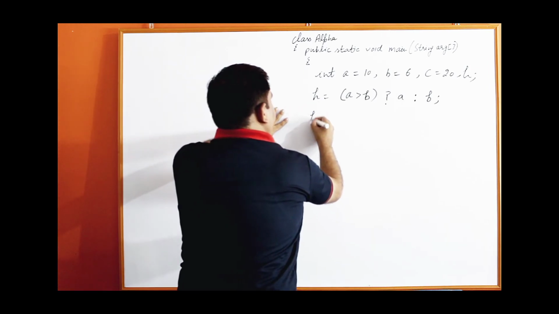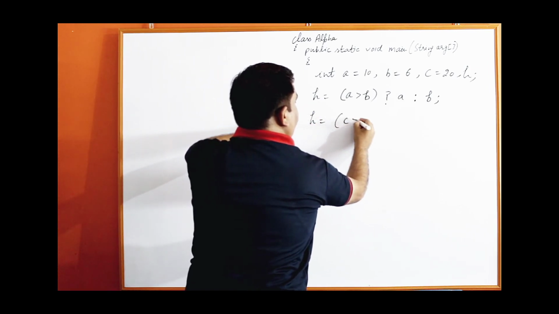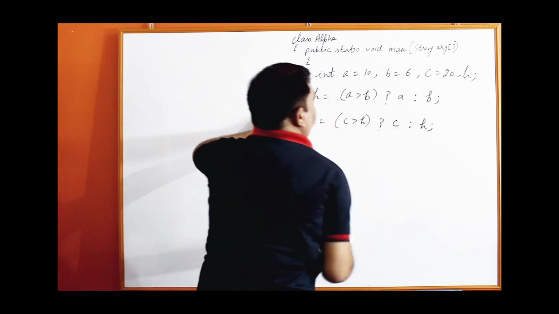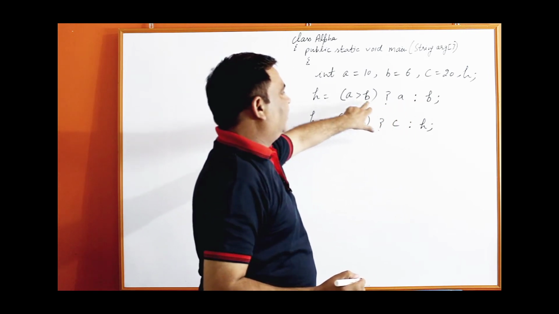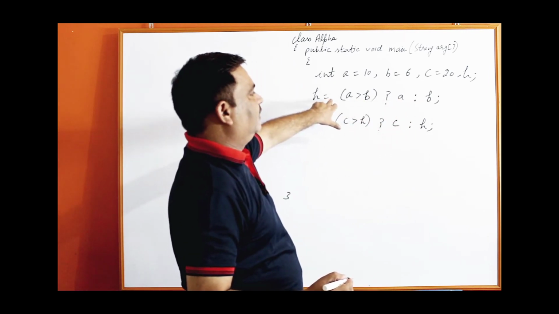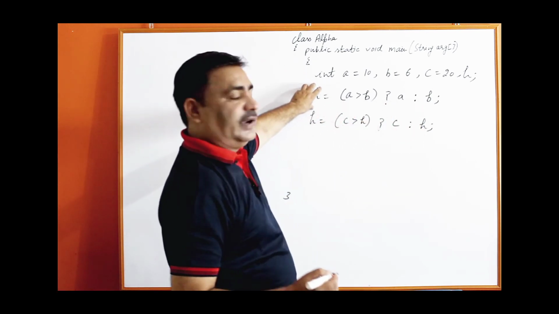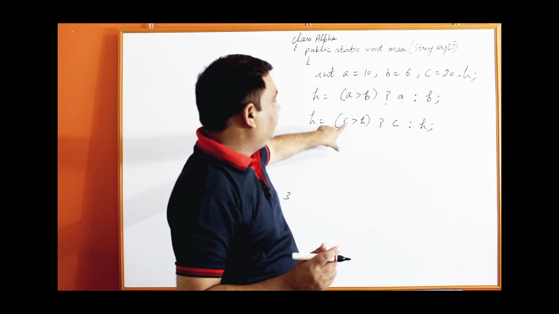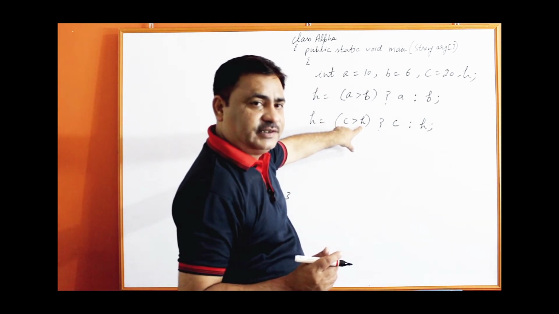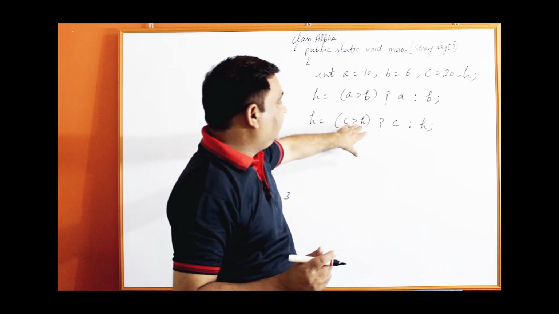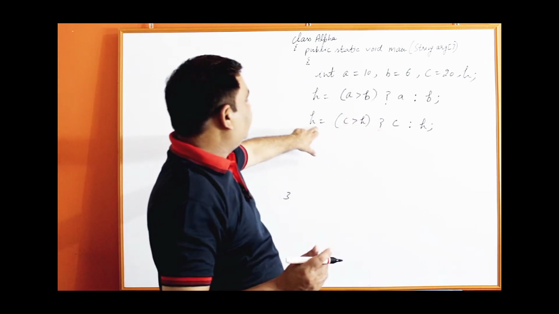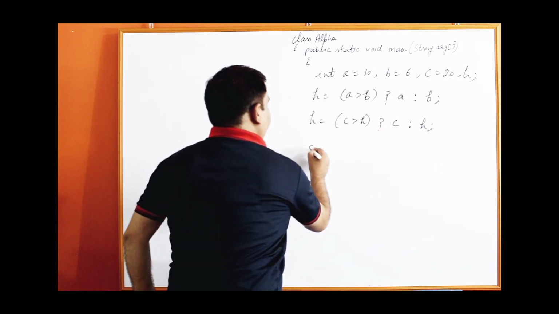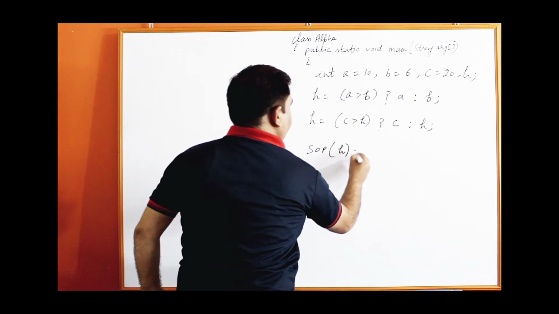Next statement, H equal to C is greater than H, question mark C colon H. In the previous statement, if A is greater than B, A will be transferred; if not, B will be transferred. It means the value of H will be the greatest one out of A and B. So the third value C will be compared with the previous greatest. If the third value is greater than this one, then this value will be replaced in H, otherwise H will remain the same, and finally you can print H.